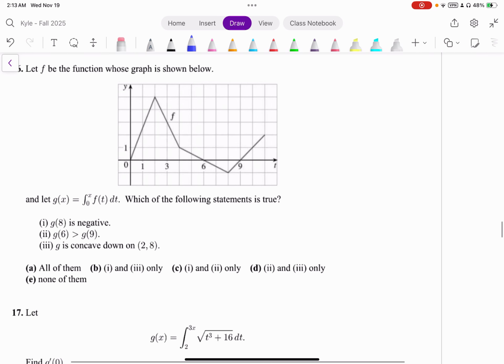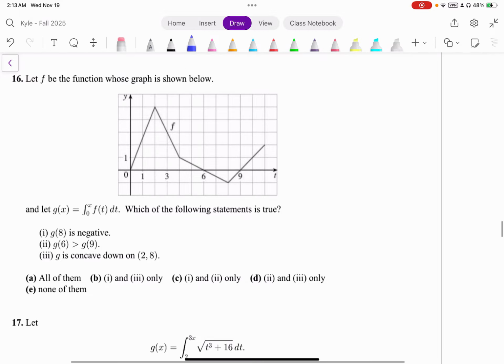We'll let f be the graph shown below. G is the integral. Which of the following statements is true? So g of 8 is negative, g of 6 is bigger than g of 9, and g is concave down on 2 to 8. Okay, so let's start with this one.